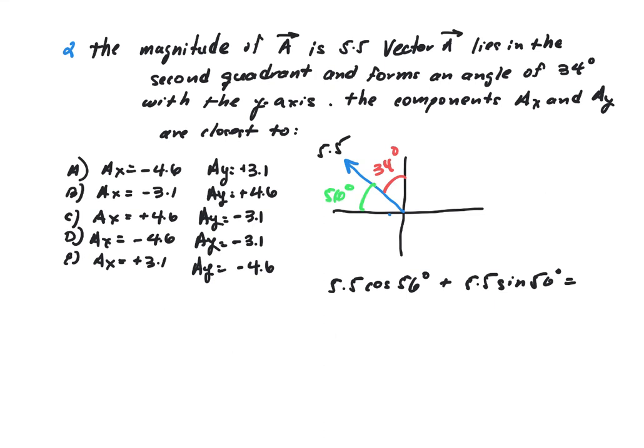5.5 cosine 56 comes out to 3.07, but they have two sig figs, so it's going to be rounded off to 3.1. Considering that this is in the second quadrant, our x value is going to be negative. And 5.5 sine of 56 is 4.6.